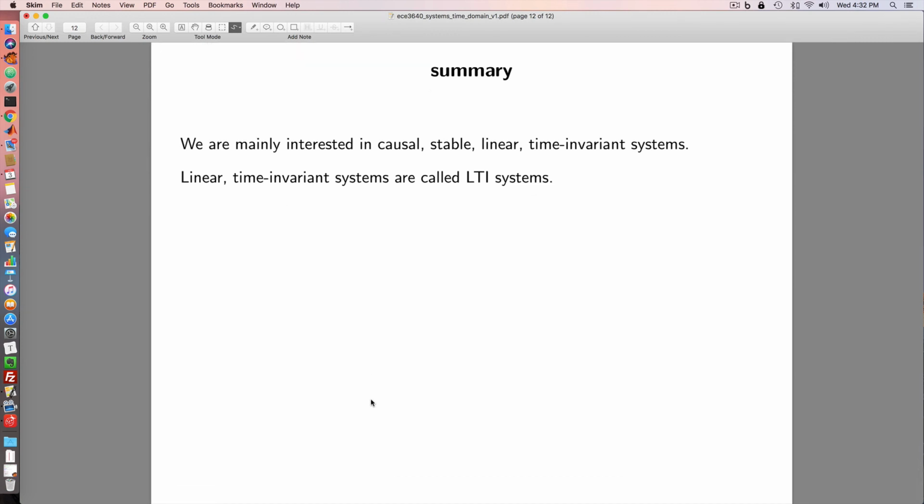In the future, in this course, most of our discussion will deal with systems that are linear and time invariant, and the systems that we'll actually implement are causal and stable. So generally we're interested in causal, stable, linear time invariant systems, and we'll abbreviate linear time invariant systems in the future with the acronym LTI.